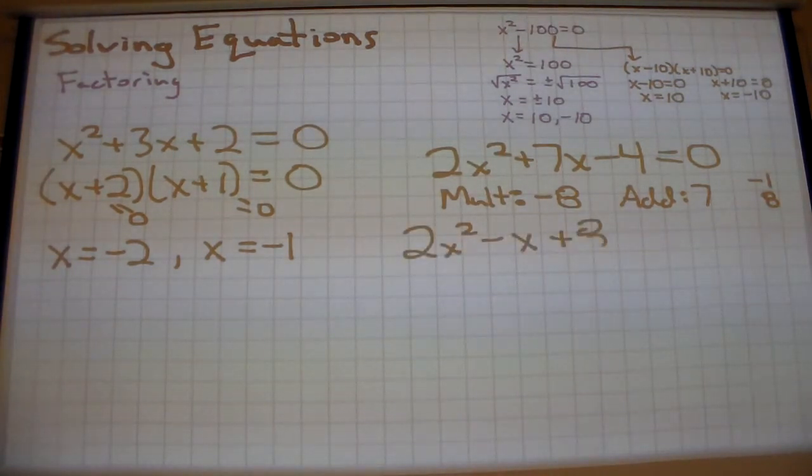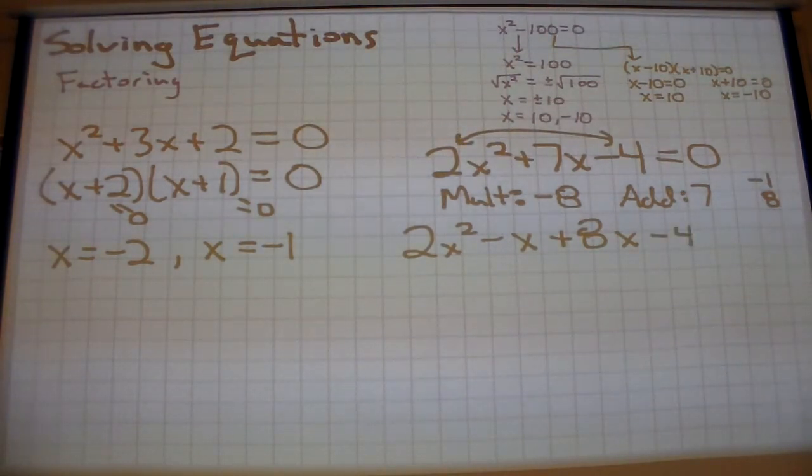Question? Where'd you get the negative 8 from? I did negative 4 times 2. Oh, when we have a number out in front, we multiply those two. But you don't multiply the middle one? No, that's the one we add to. We add to the middle one, we multiply to the outside.